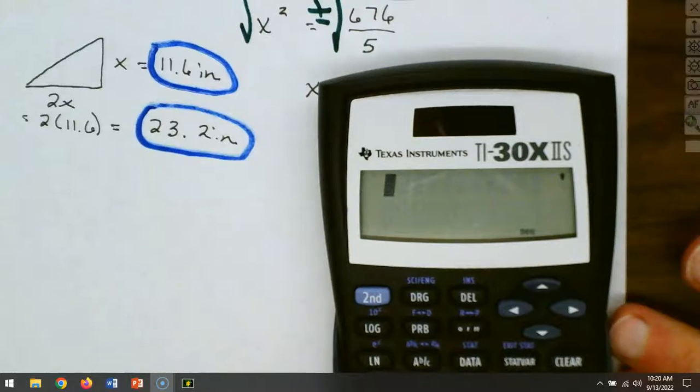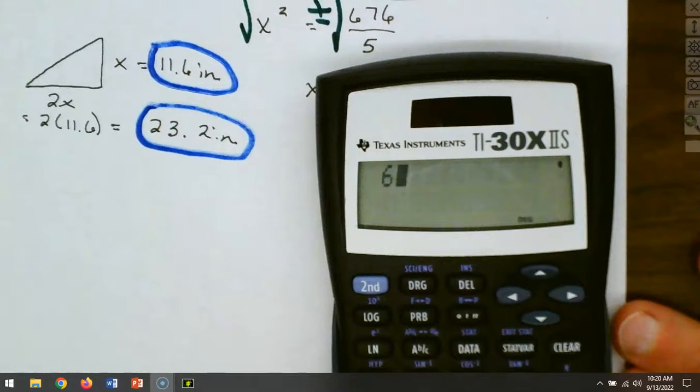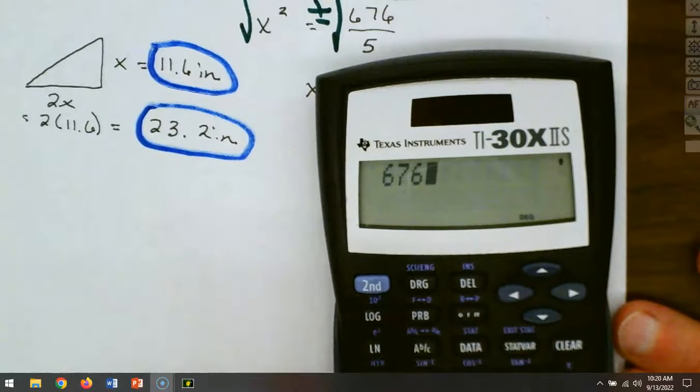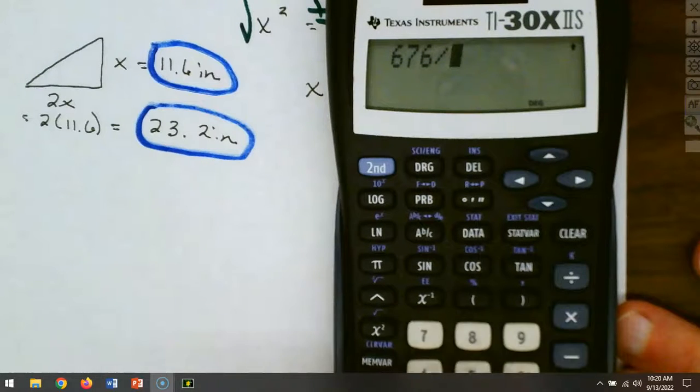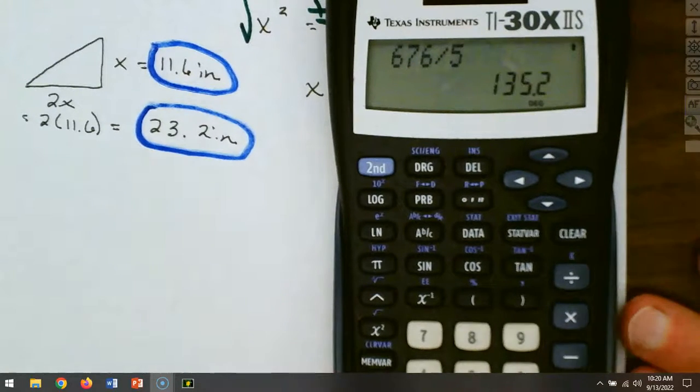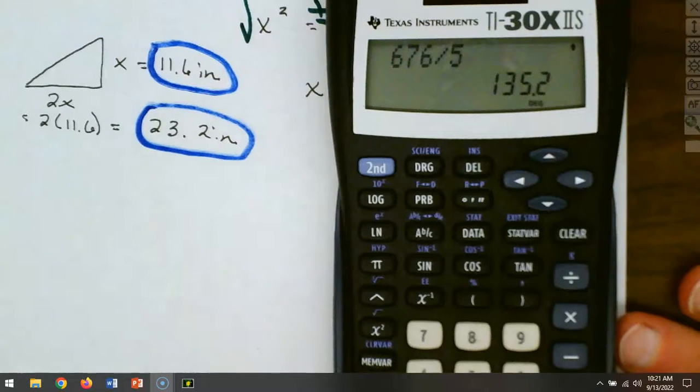Well, what I would do is I would take that 676. I would hit my divide key down here. Okay, so 676, hit the divide key. Hit 5, and then hit equals. Okay, that gives you that. Now, I don't have to write it down. I can, but I need to take the square root.